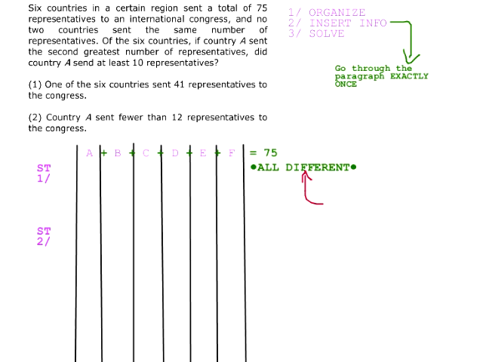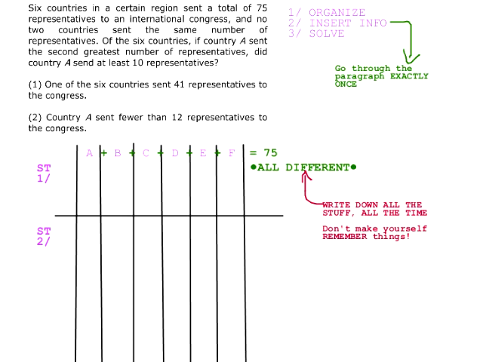By the way, as dumb as this sounds, one of the biggest reasons why people get these wrong, even people scoring at very high levels, is because they just forget about conditions that are imposed on the number. And there's a very easy way to keep yourself from forgetting such conditions, and that is to write down all the things. Write down all the stuff all the time. Don't make yourself remember things is the name of the game. Because even if you successfully do remember that, it just takes up real estate in your brain that you could be using to solve the problem.